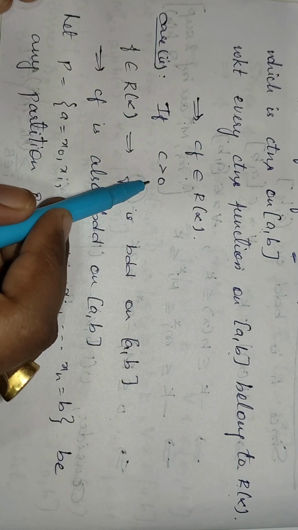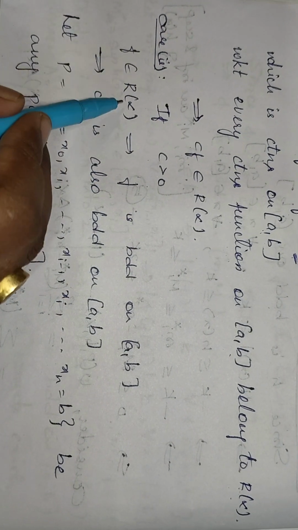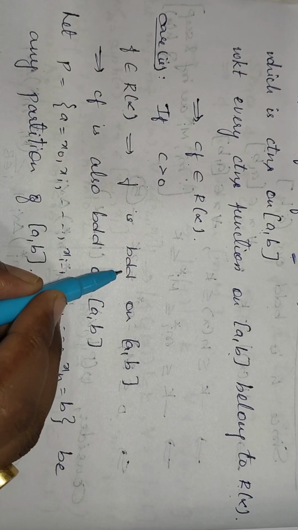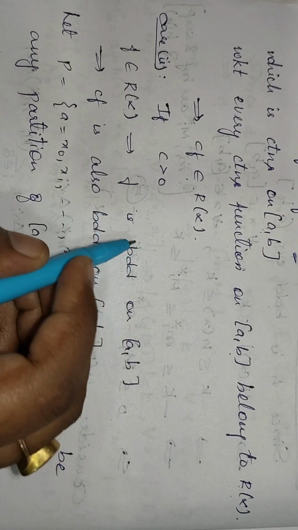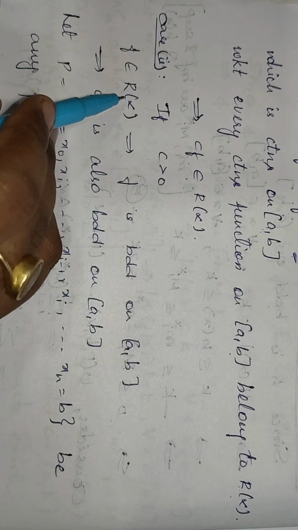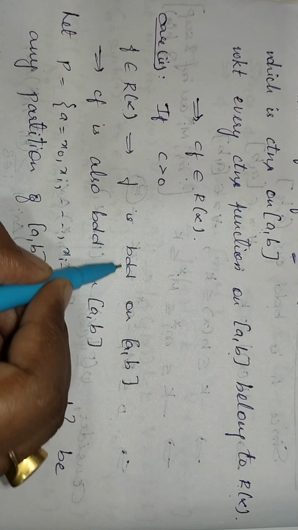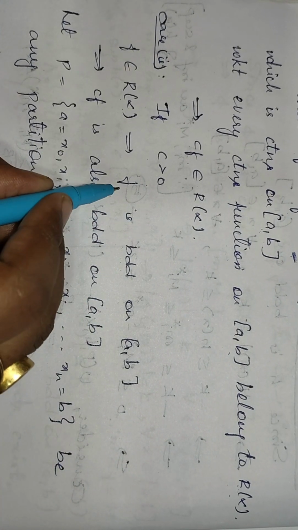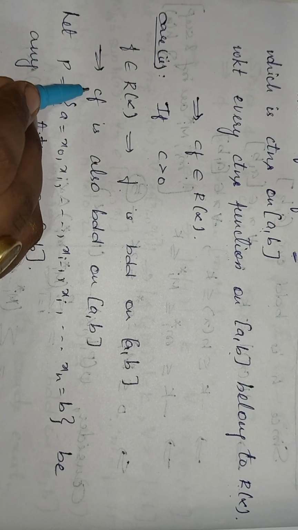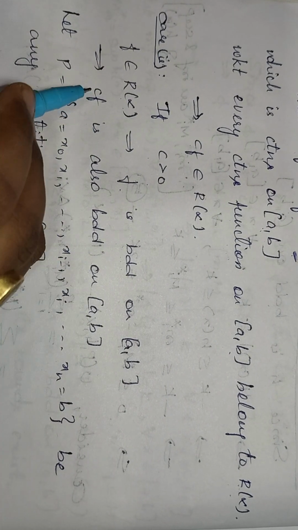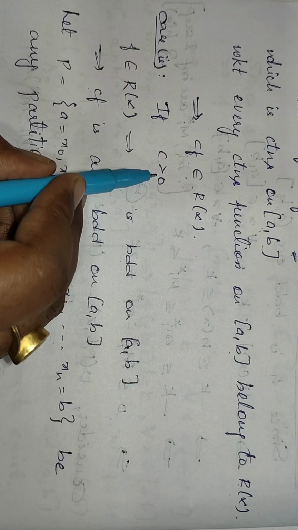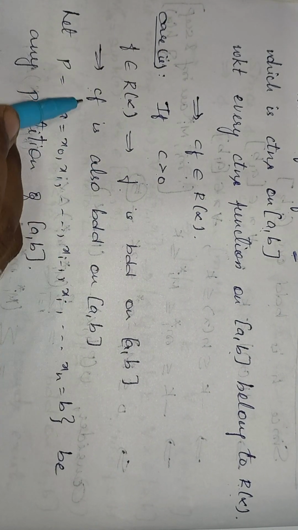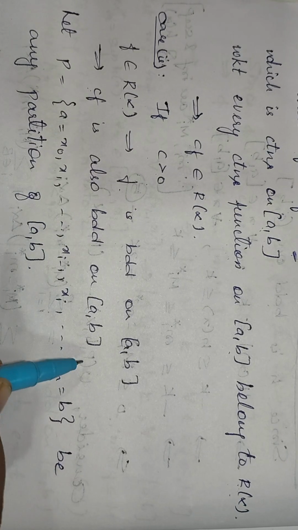If C greater than 0, see, f belongs to R of alpha implies f is bounded. Okay, f is bounded on closed interval AB. So for f to be Riemann-Stieltjes integrable, this is the necessary condition. Boundedness is the necessary condition. And if f is bounded, then obviously Cf is also bounded, where C is greater than 0, any real number. Okay, so since f is bounded, Cf will also be bounded on closed interval AB.